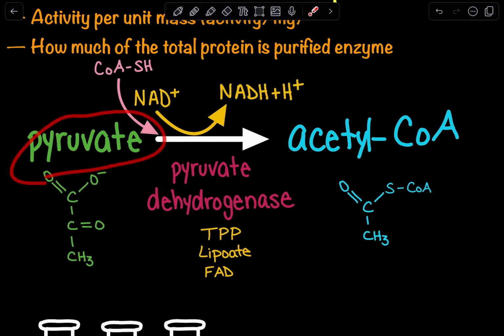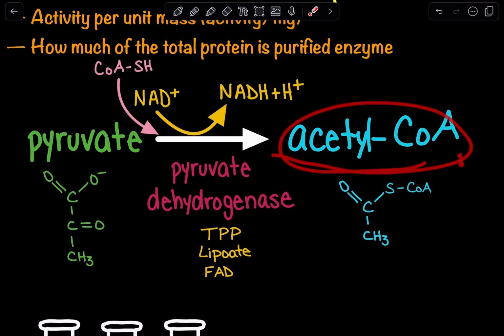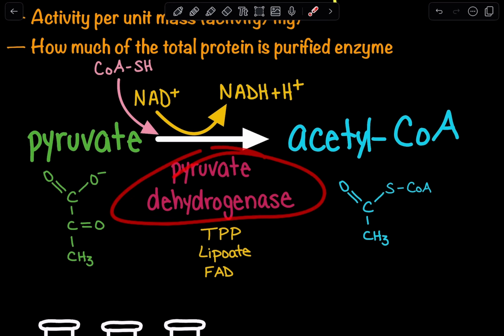Pyruvate is the final product from glycolysis, and it's converted into acetyl-CoA so that it can be fed into the citric acid cycle, where it's going to help produce reduced electron carriers that go on to the electron transport chain to make ATP. Now this reaction is catalyzed by pyruvate dehydrogenase, and TPP, lipoate, and FAD serve as cofactors that facilitate this reaction, along with NAD, which is going to get reduced into NADH.